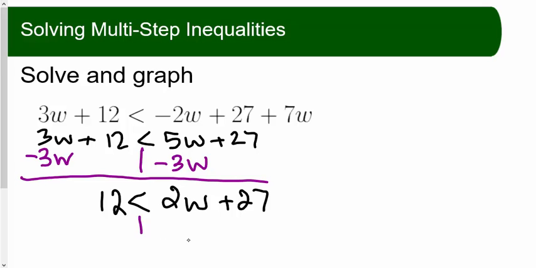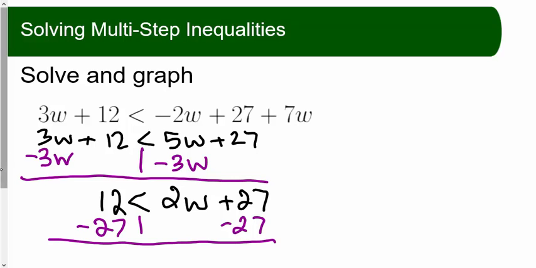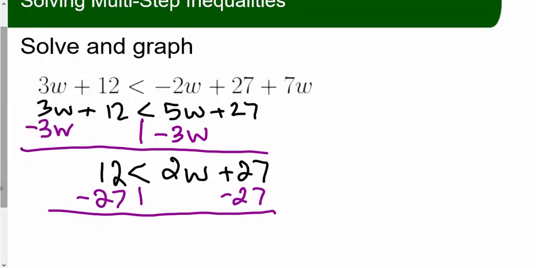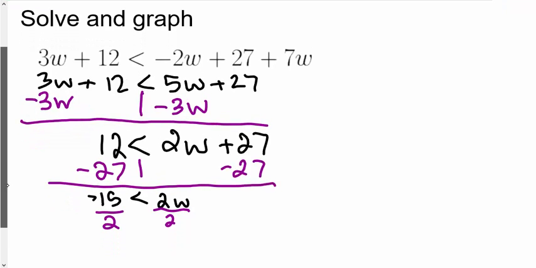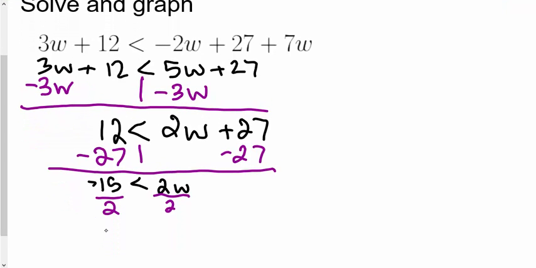Next, I want to zero out my constant, which is 27. So this constant on the variable side, I want to zero it out. And I need to subtract it from both sides of my inequality. 12 minus 27, well, that's negative 15. And that's going to be less than 2w. And then finally, to isolate the variable, I'm going to divide both sides by the coefficient. I'm going to divide both sides by 2. So my final answer is negative 15 halves, or negative 7.5, is less than w.